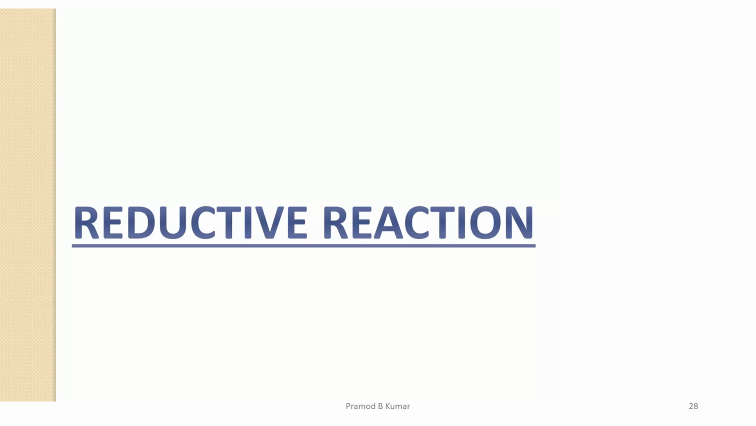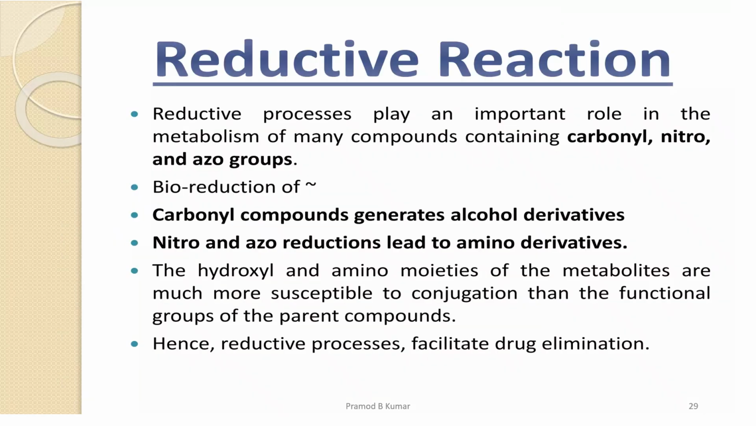this is the reductive reaction. So here basically reduction is involved with carbonyl, azo compounds and nitro compounds. Basic things are involved. So what happens when carbonyl aldehydes get reduced? You get a carbonyl alcohol. Nitro and azo compounds lead to amino derivatives.